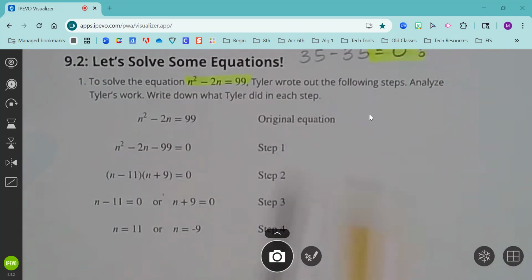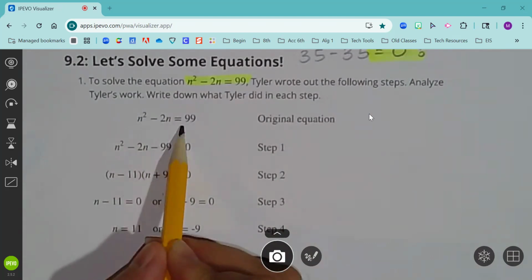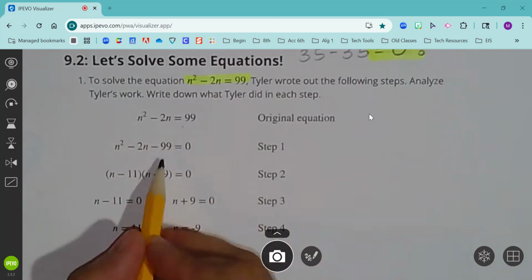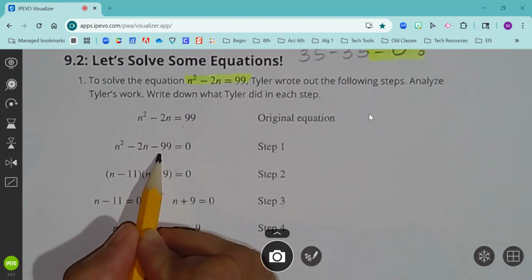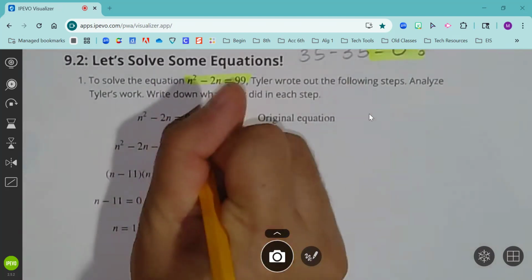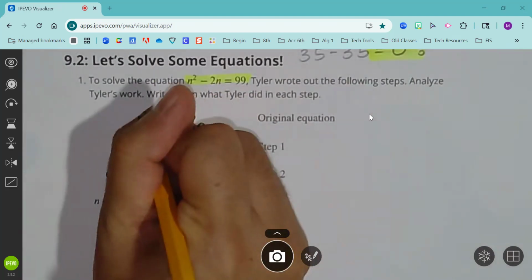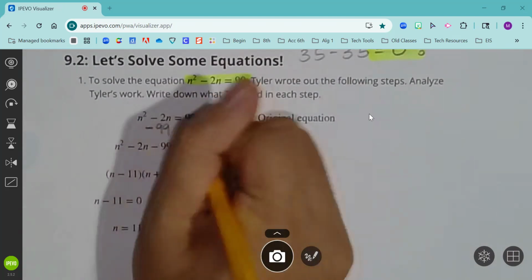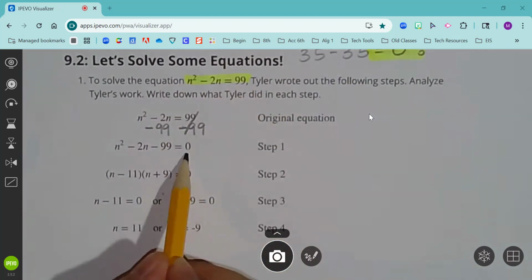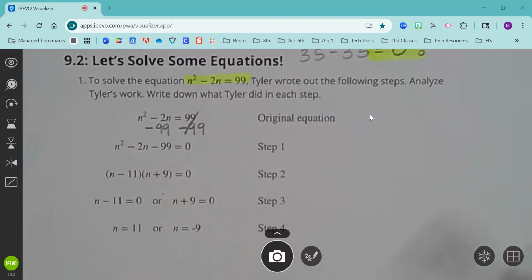So if we look at each step, here's his original equation. It looks like he moved the minus 99 over here. So in order to do that, he would have to subtract 99 on both sides. Okay, that would get him zero here, and that's why we have a minus 99 there.